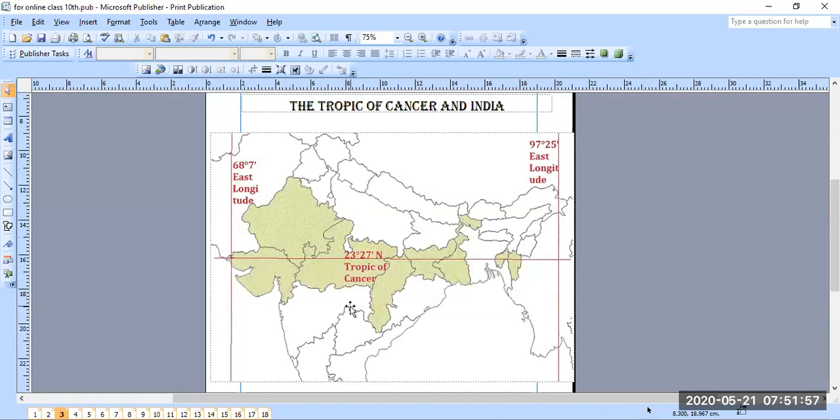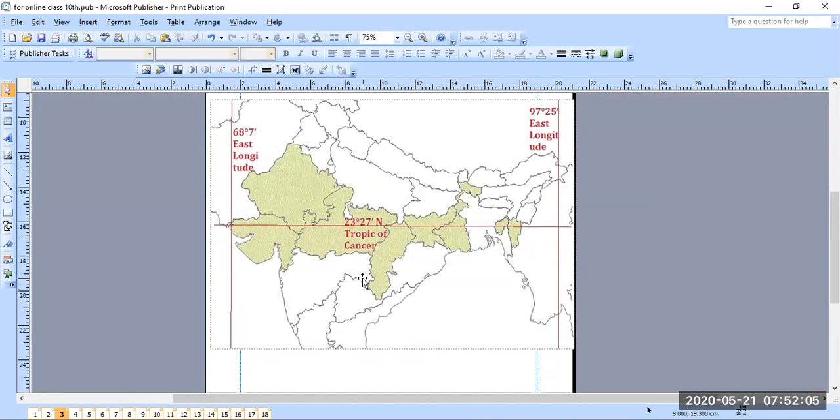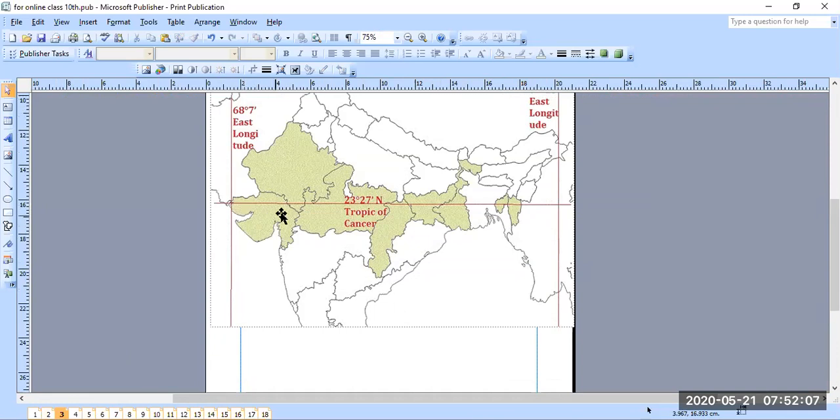Here we are seeing the Tropic of Cancer. The Tropic of Cancer divides India into two equal halves. In the southern part you have all of Gujarat, half of Madhya Pradesh, Jharkhand, Maharashtra, Orissa, Telangana, Andhra Pradesh, Tamil Nadu, and the rest of the southern states. They all fall in the southern region. So principally they are tropical regions.